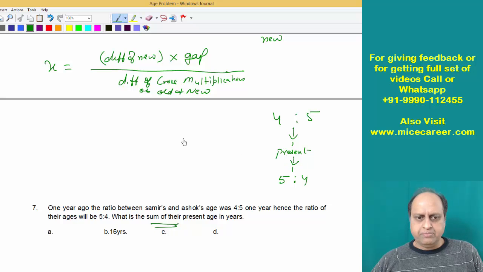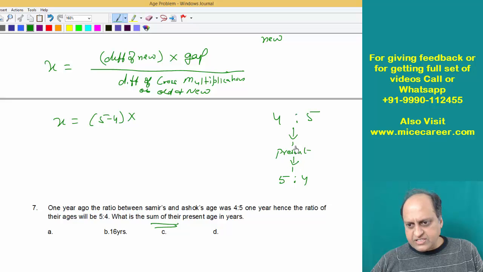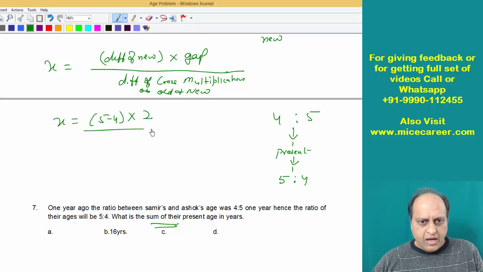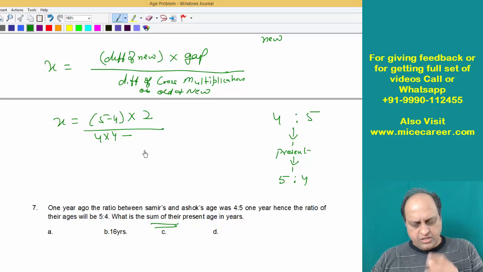You need to know the present. First of all, you find out x. Difference of new: 5 minus 4, that is 1. And the gap of ages: gap is 1 plus 1, 2, upon difference of cross multiplication. 4 4s are 16. 5 5s are 25. 16 minus 25 is minus 9. This is not possible.